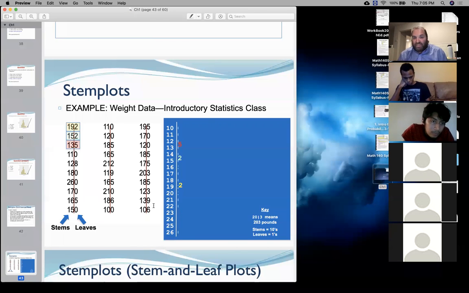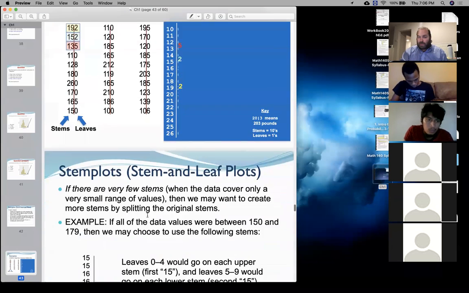And then after the 19, we write a 2. Why would I write a 2 after the 19? Where does that 2 come from? What does it represent? From 192. From 192, we have 19 as the stem, and then 2 is the leaf. And then for 152, we have 15 as the stem, and 2 as the leaf. And then 135, 13 as the stem, and then 5 as the leaf, and so on.